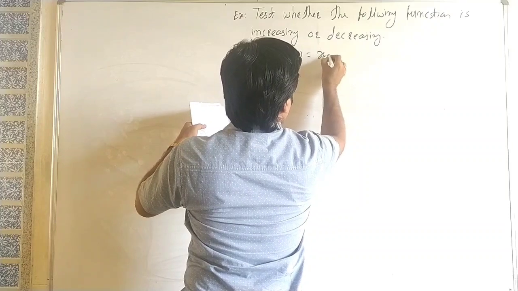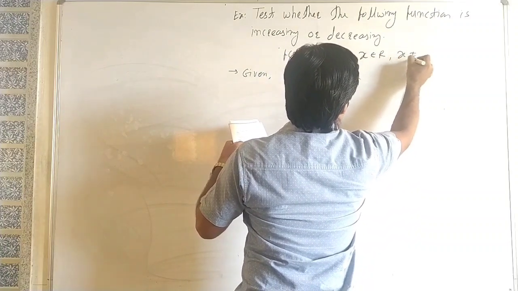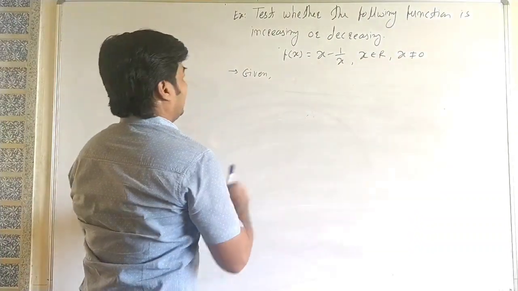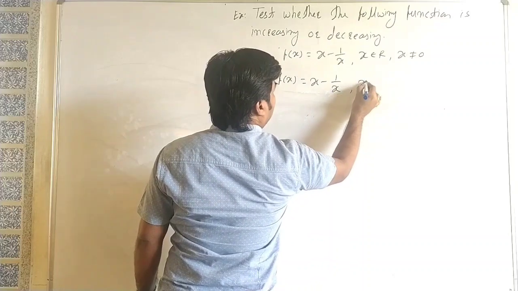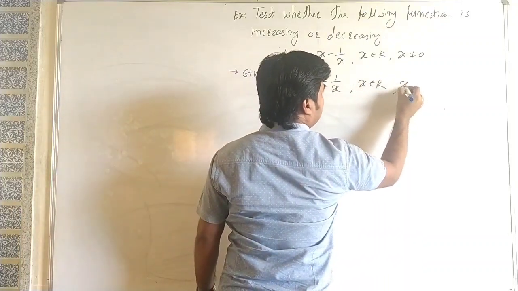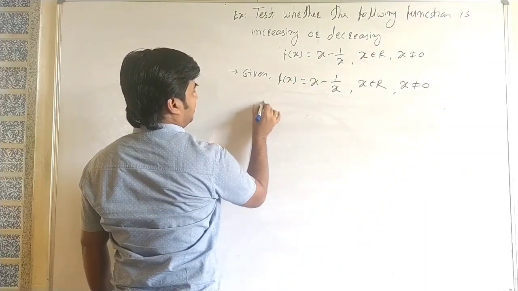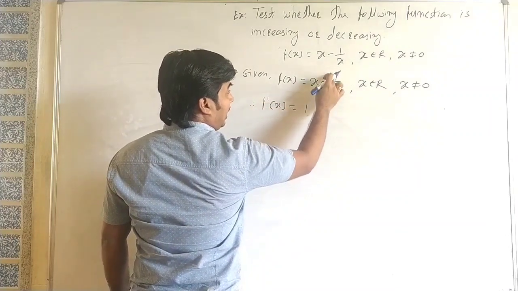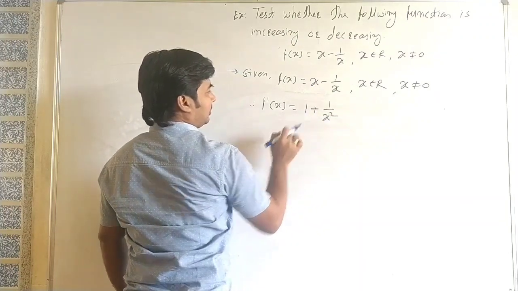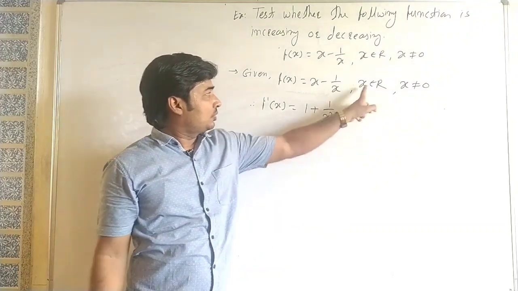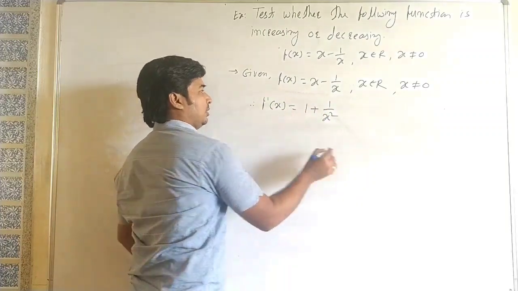f of x is equal to x minus 1 by x for all x belonging to the real numbers except 0. Now given f of x is equal to x minus 1 by x for all x belonging to the real numbers except x equal to 0. Therefore f dash of x is 1 and the derivative of 1 by x is minus 1 by x square, so it is plus 1 by x square. And here for all real numbers it is positive. Therefore this term is positive, and 1 plus positive is positive. Therefore it is greater than 0.